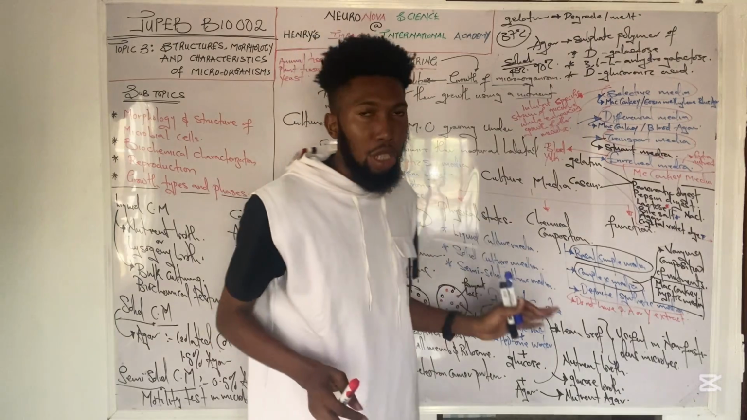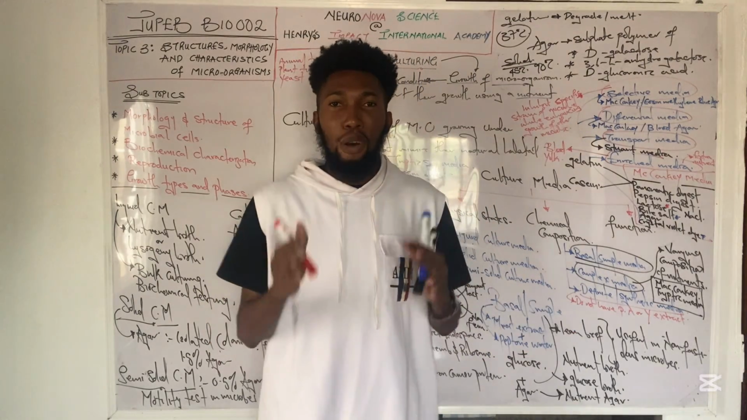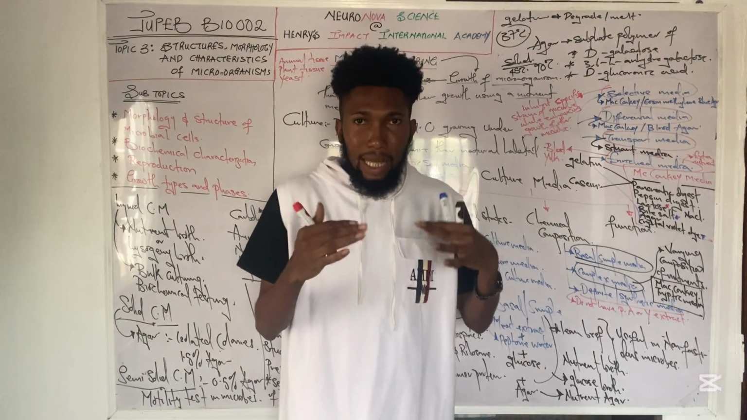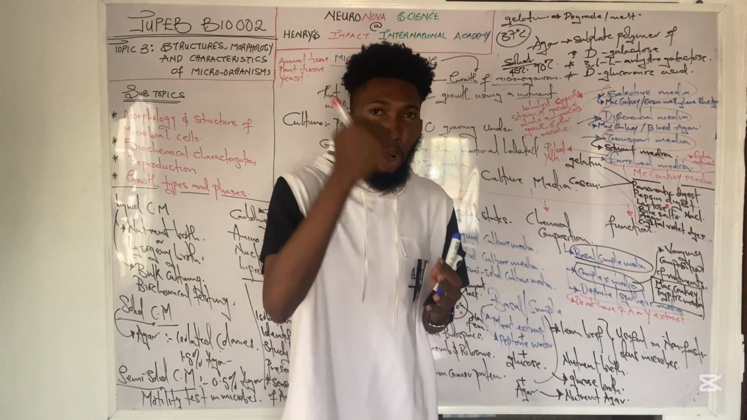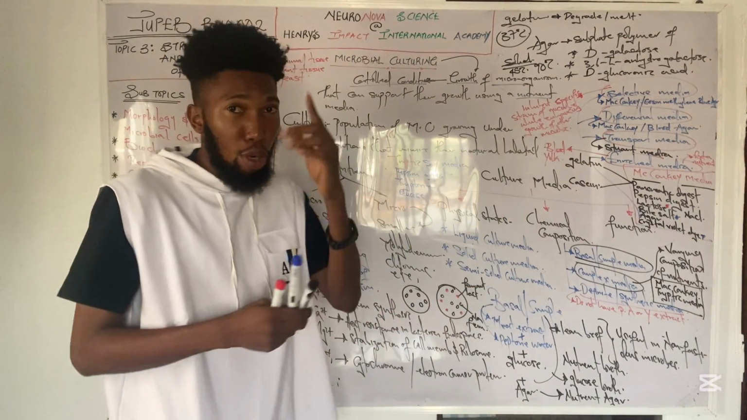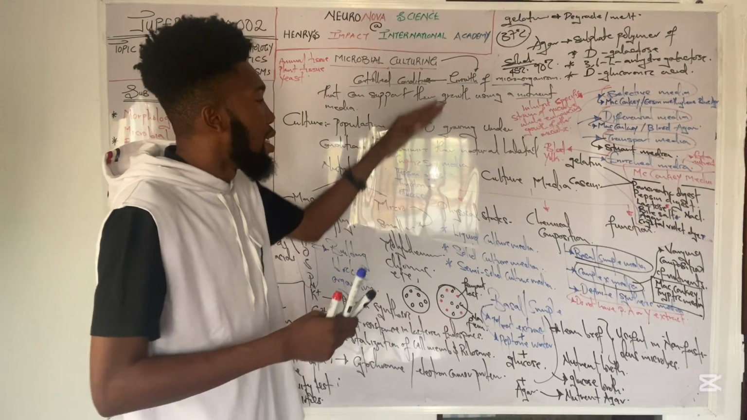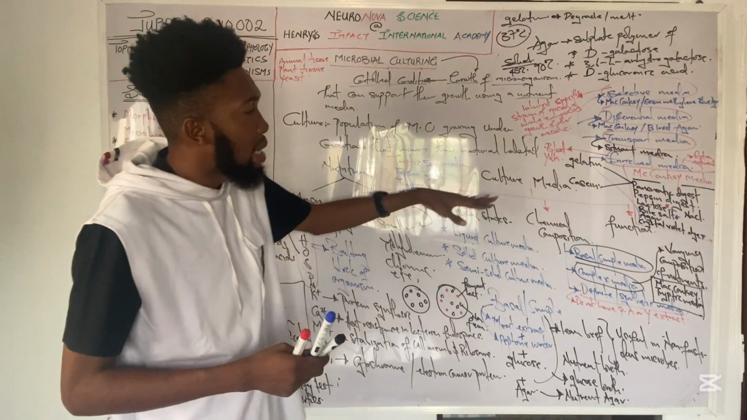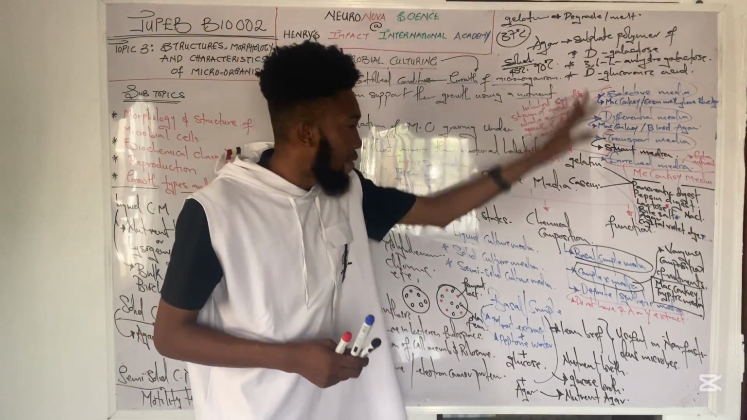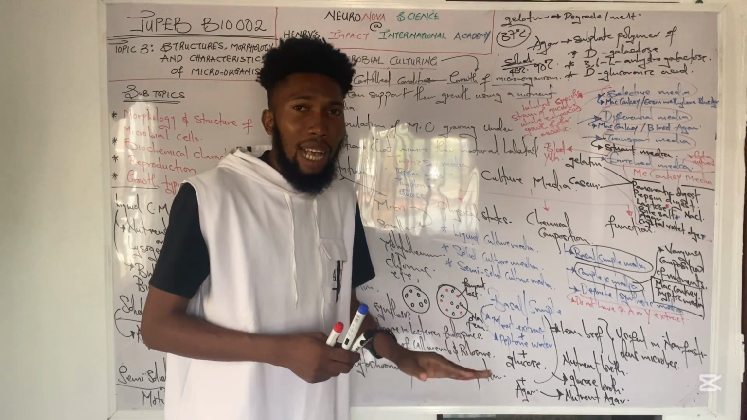So with what has been discussed right now on the board, we have come to the end of culturing. This describes everything under culture media. We have not come to the end of culture, we have come to the end of culture media. So we have explained the different types of culture media, and this is everything you need to know about them as an A-level student.